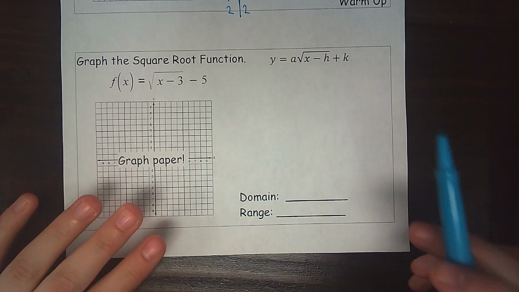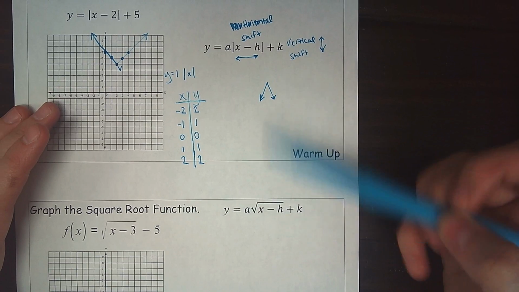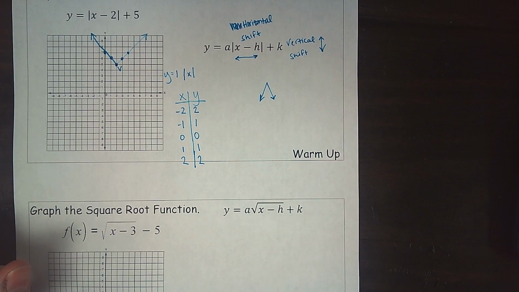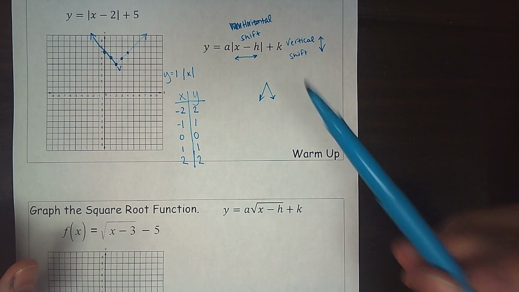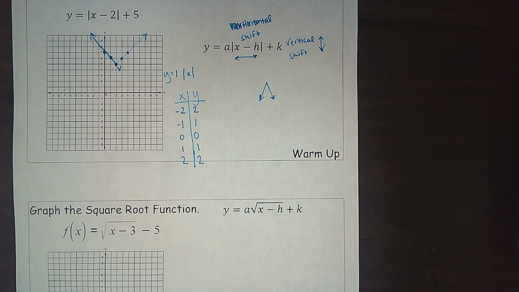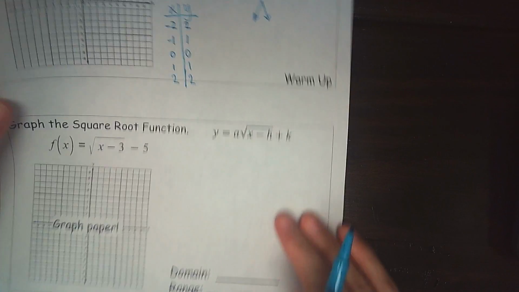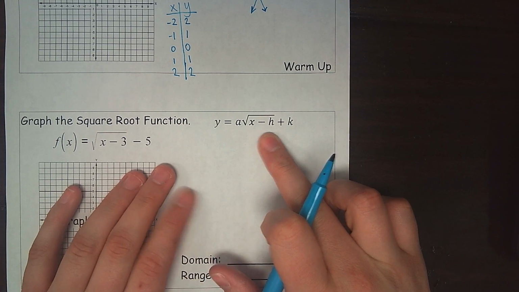Just like our absolute value equation, square root functions have that general form as well. Notice they're almost identical to each other. The only difference is that we have absolute value bars versus a square root bar. Only difference. Okay? The H value is still our horizontal shift.